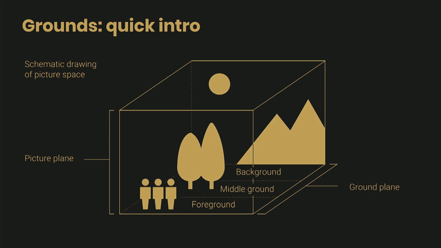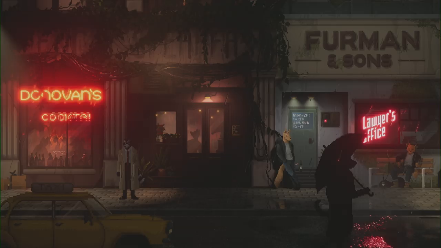Before I dive deeper into the specifics of lighting, let's go back to the basics. I want to talk about composition. Generally, each scene can be broken down into different planes: foreground, middle ground, and background. In Backbone, all important information is concentrated in the middle ground. This is where the player character is located, as well as interactable objects, NPCs, enemies, and so on.